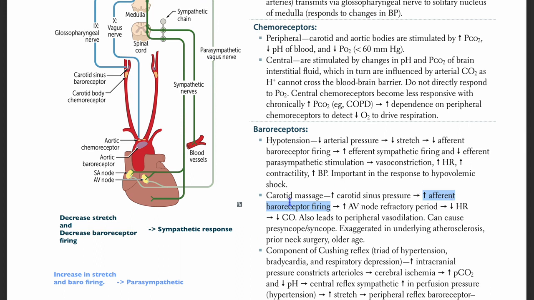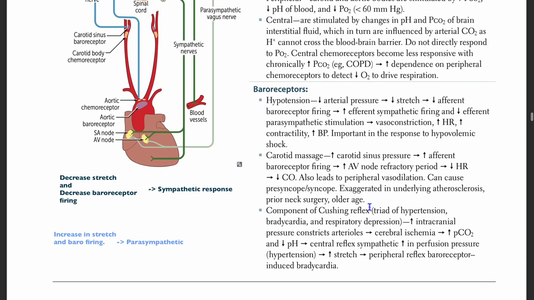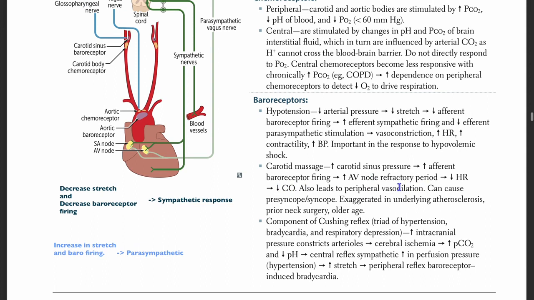Okay, so carotid massage: increase in carotid sinus pressure, increase in afferent baroreceptor firing through the glossopharyngeal nerve. Not vagus, through the glossopharyngeal nerve. So increase in AV node refractory period leads to decrease in heart rate and decrease in cardiac output. That's your parasympathetic response. It also leads to peripheral vasodilation, because that's what it means to have a parasympathetic response there, right?